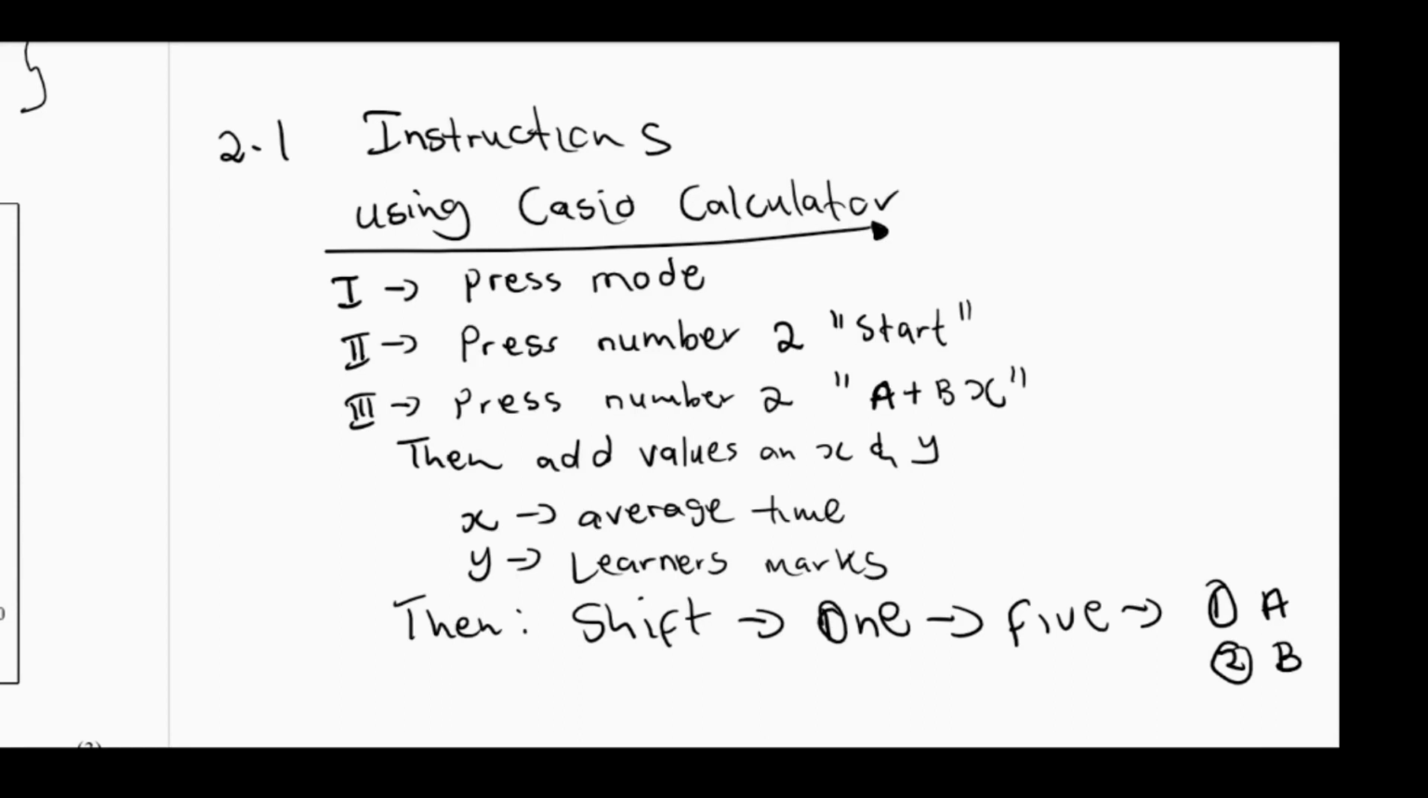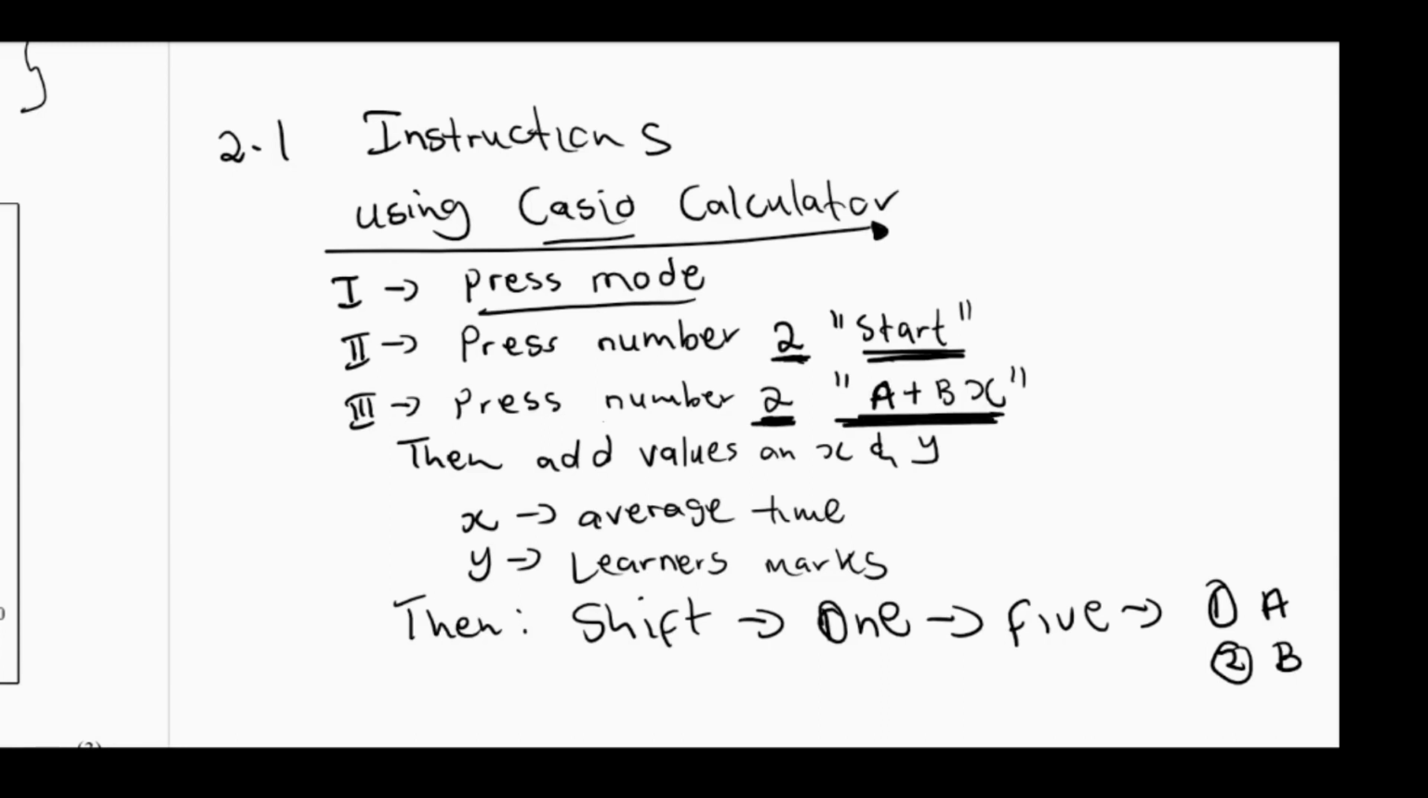So in a normal casual calculator to be specific, the first thing you're going to do is press mode, and then after pressing mode you're going to press number 2, which would be written stat, right? And then step number 3 is you're going to press number 2 there. So in number 2 you will see this equation, which is the equation of the regression line, right?